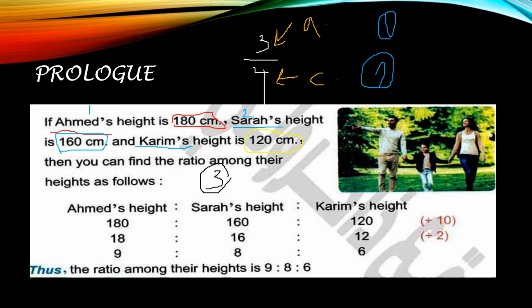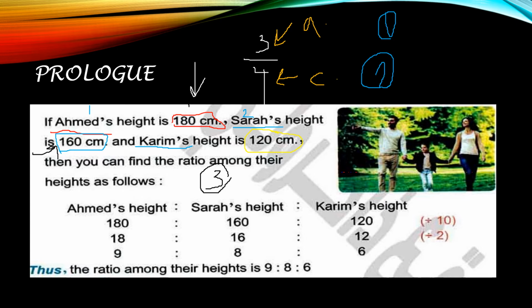So the antecedent here, which is the first thing that appeared to us, is Ahmed's height, which is 180. So 180 centimeters is our antecedent. And the second term here is Sarah's height, which is 160 centimeters. So 160 is the consequent.